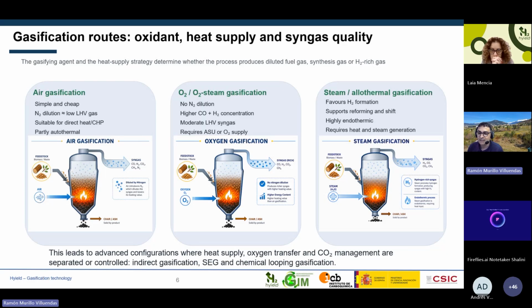This is where advanced gasification concepts become important. Instead of simply feeding air, oxygen, or steam into a single reactor, modern processes try to separate or control the key functions: heat generation, syngas production, CO2 capture, and oxygen transfer.